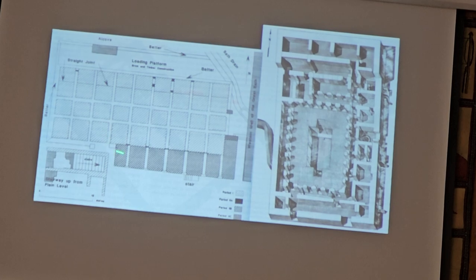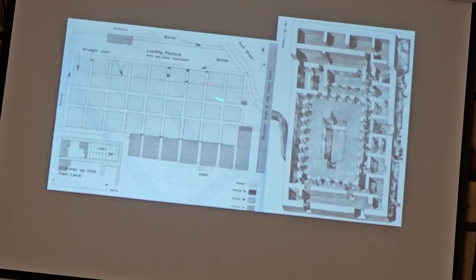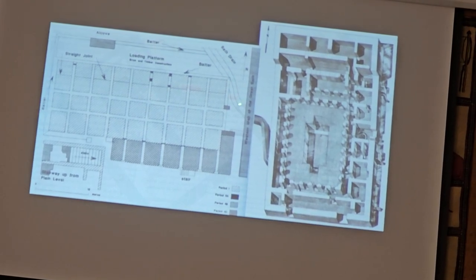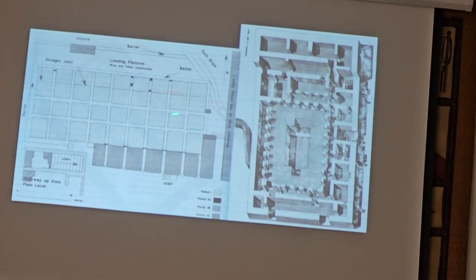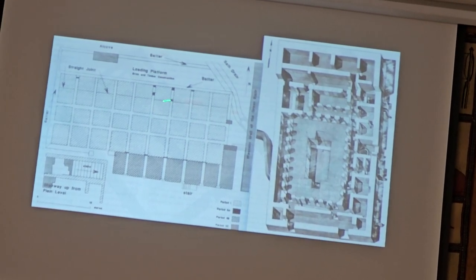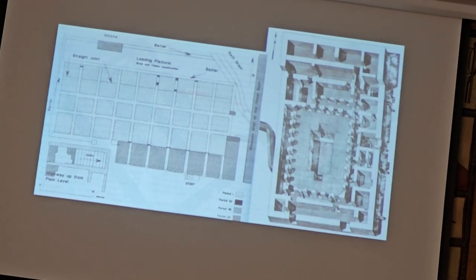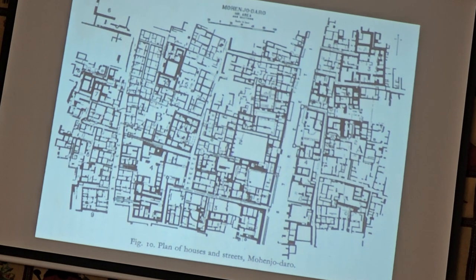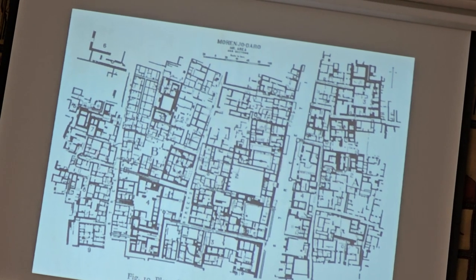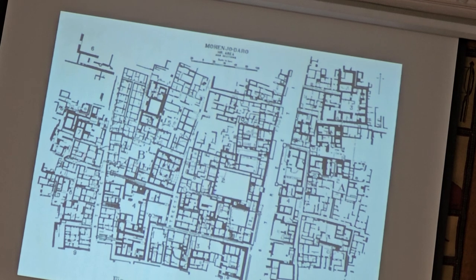This is the granary, which is associated with this Great Bath. It is lying very close to it. Because this is a public building and that is also a public building, they constructed both inside the citadel area. If you look at this, this is the lower town, the lower city, and the buildings are situated over there.